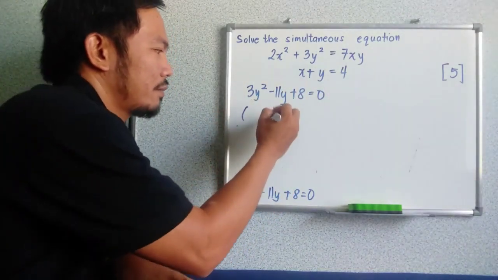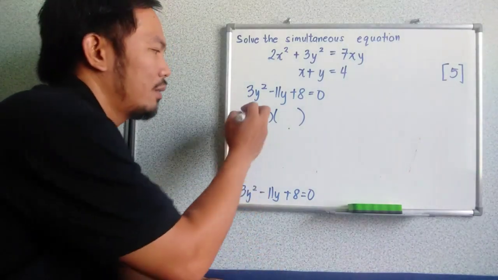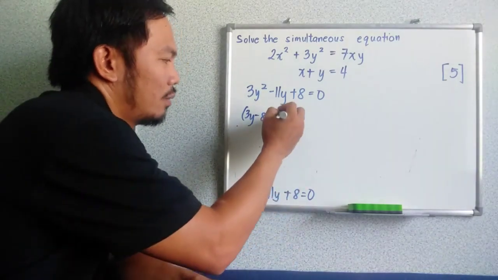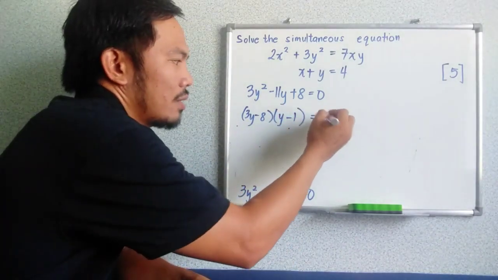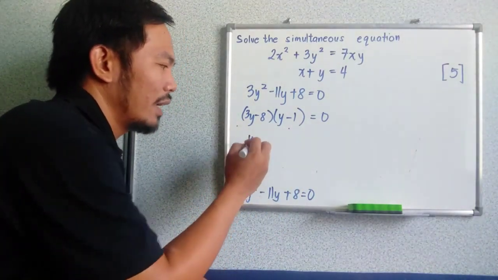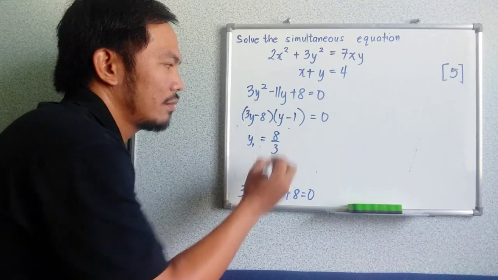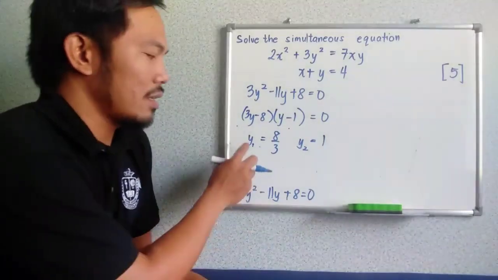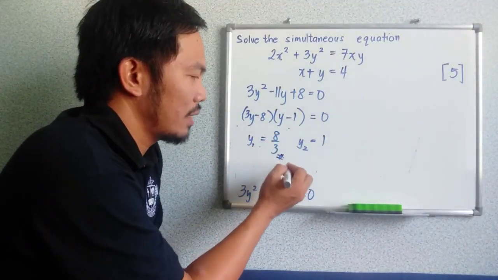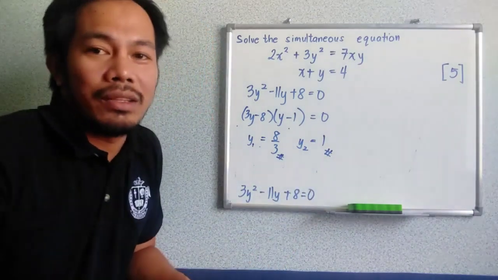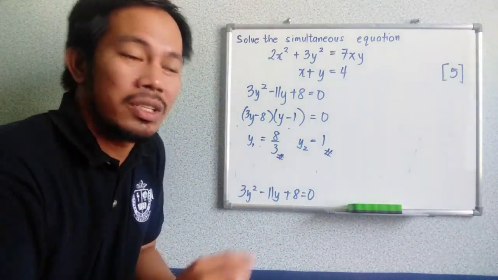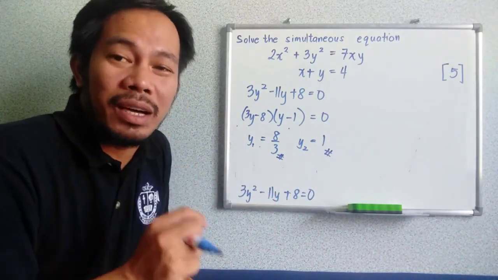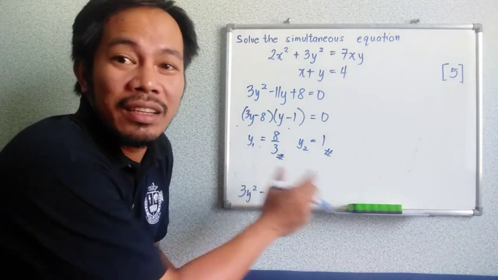What are the factors? It is 3y minus 8, and the other one is y minus 1 is equal to 0. So it means the first value of y is equal to 8 over 3, and the second value of y is equal to 1. Okay, so y sub 1 is 8 over 3. This is the y sub 1. Y sub 2 is 1. So it means there are two intersection points because there are two distinct values. Distinct means they are really different.